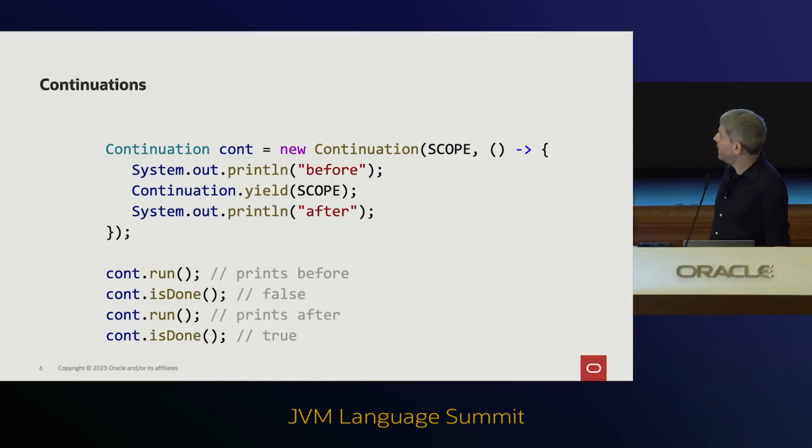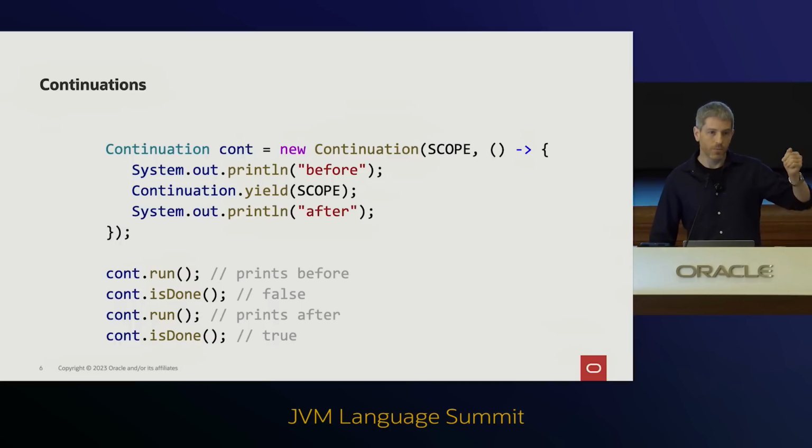So we have a continuation here, and it has a body. It prints something, and then yields, and then prints something else. The first time you run it, it executes everything up to the yield, and it will print the word before. Then it yields, and when yield is called, run would return. We suspend the continuation, and run returns. At that point, isDone says false because the continuation is not completed yet. It's just suspended. When we call run again, rather than starting anew, it will continue from where we stopped. Then it will just print after, and then isDone is true.